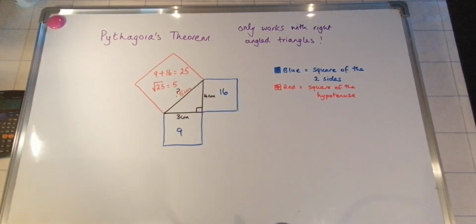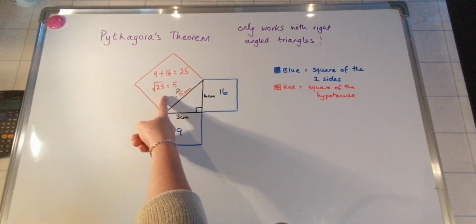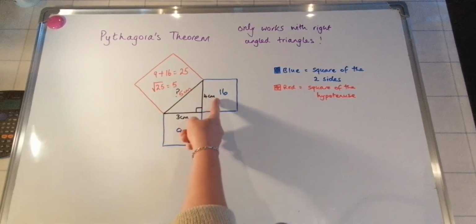So basically Pythagoras' theorem states that the square of the hypotenuse, the red square, is equal to the other two squares added together.